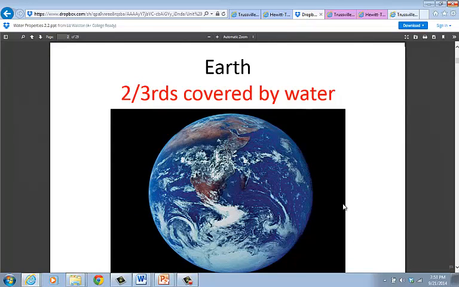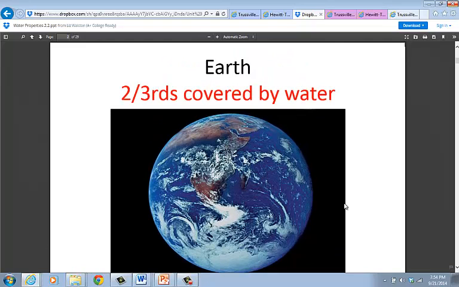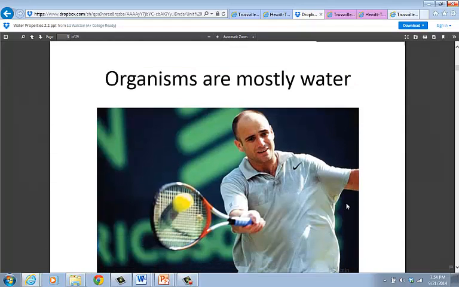Life as we know it, life and water. Two-thirds of the earth is covered by water, and we, living organisms, are between 70 and 95% water, depending on the organism. 70 to 90% of the entire body is made up of water. It's a very important subject, very unique. So organisms are mostly water.